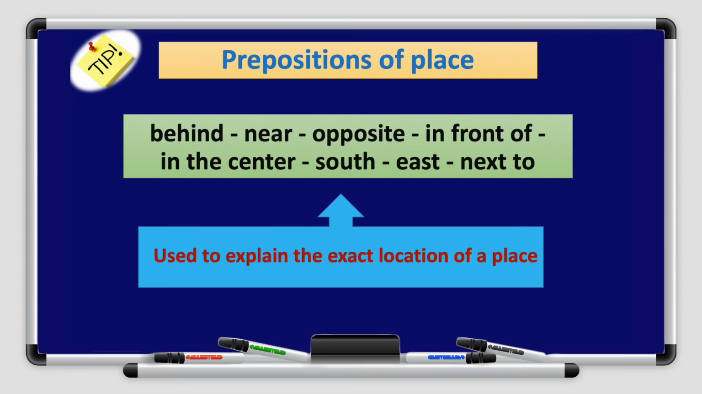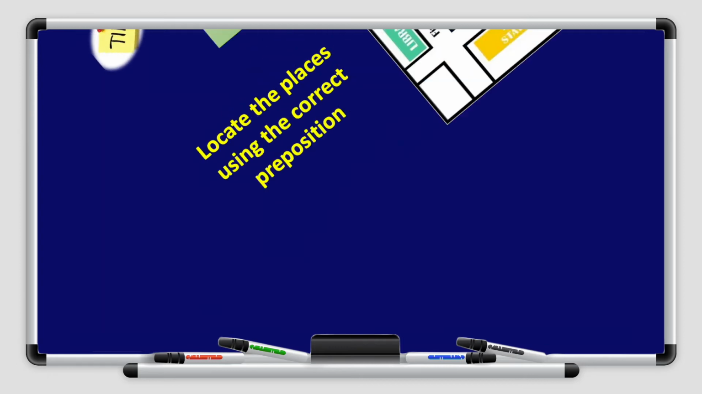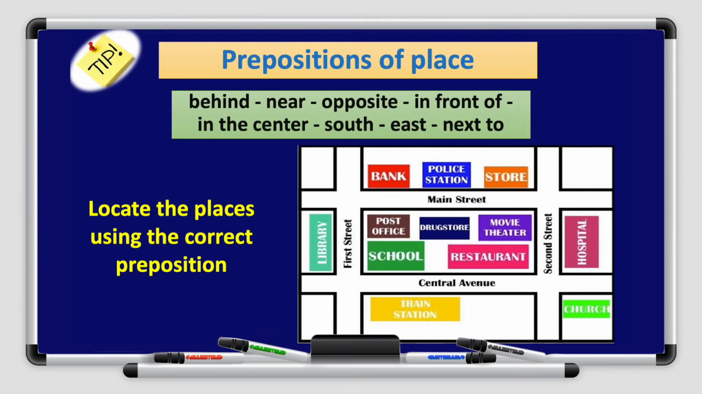Now, let's move to another part in Unit 4. Prepositions of place. Prepositions of place are used to explain the exact location of a place. We have behind, near, opposite, in front of, in the center, south, east, next to. We use these prepositions to describe the location of a place. I have an example for you. Look at the map with me. There are different places. We will try to locate the places using the correct preposition together.